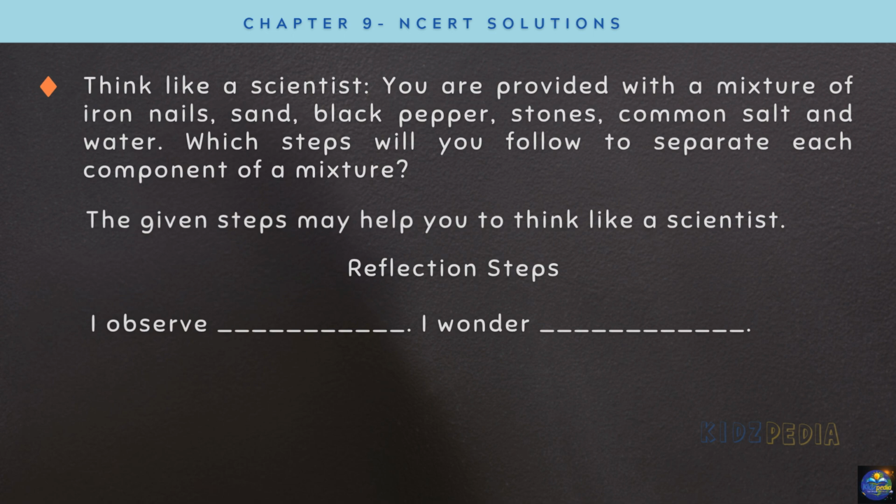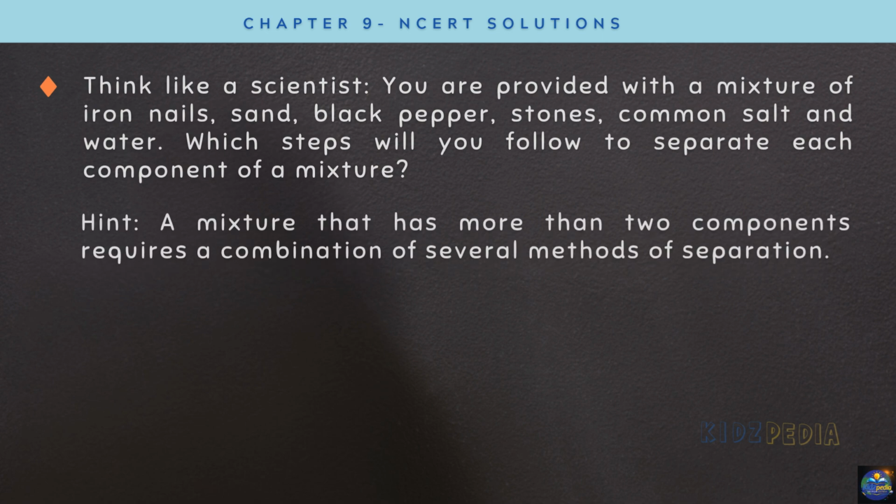So now you should think like a scientist. You are given a mixture of iron nails, sand, black pepper, stones, common salt and water. Now think which substance to separate first and decide which method to use, like handpicking, magnetic separation, filtration, etc. and arrange the steps in a logical sequence. A hint is given here.